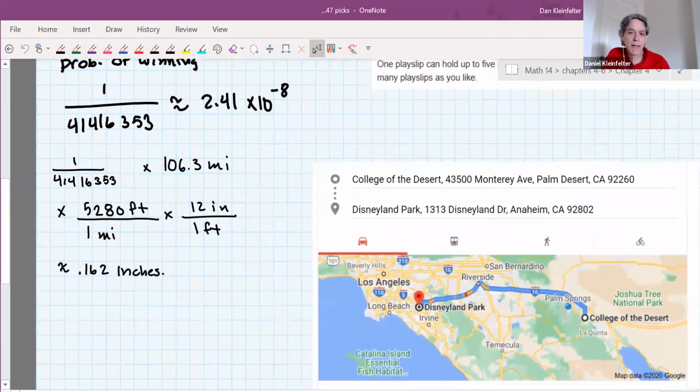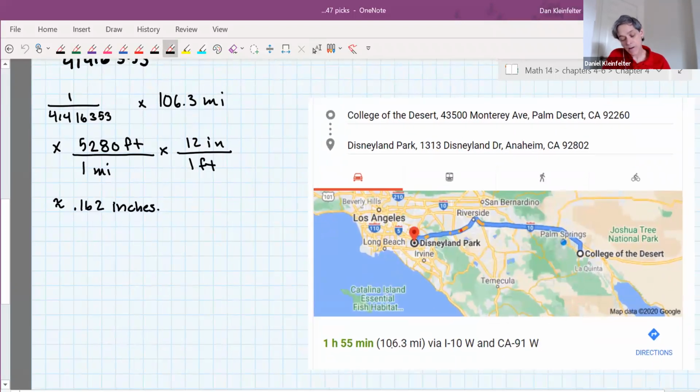Suppose we wanted to think about the distance from COD to Disneyland. Hopefully you've gone to Disneyland. You know roughly how long that is. It's about a 2-hour drive depending on traffic. It's about 106.3 miles according to Google, using this particular path with the 10 and the 91.